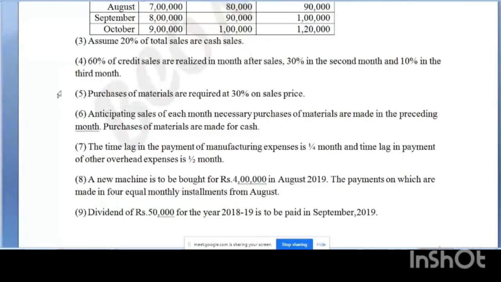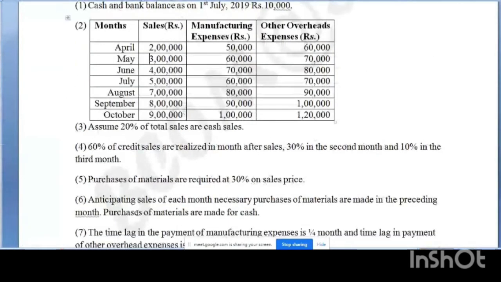We said that purchase is not given in the example, mind well. Purchase of material are required 30% of the sale price, but the purchase is not directly given in the example. But a hint is given, purchase is 30% of the sales.